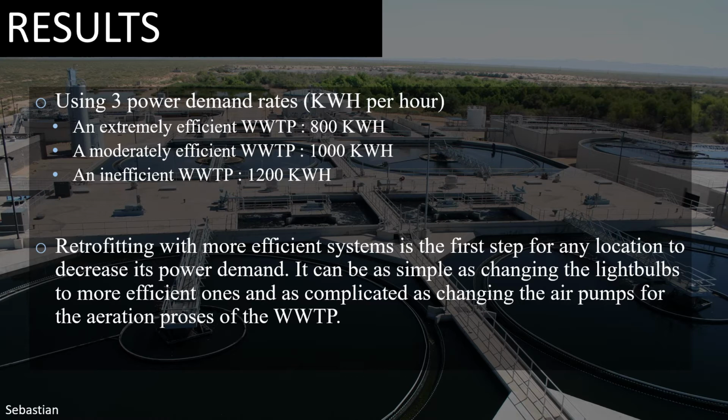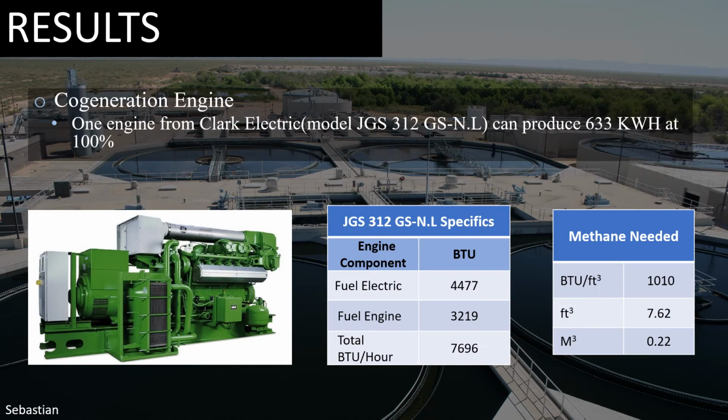most efficient plant. And basically, whenever you're going to work with energy, the first step you can always take is retrofitting the wastewater treatment plant or any facility for that matter. In our case, for wastewater treatment, there are certain processes like aeration where we can change the air pumps for those. When it comes to the cogen engines, they require methane gas. These cogen engines are also referred to as biogas engines.